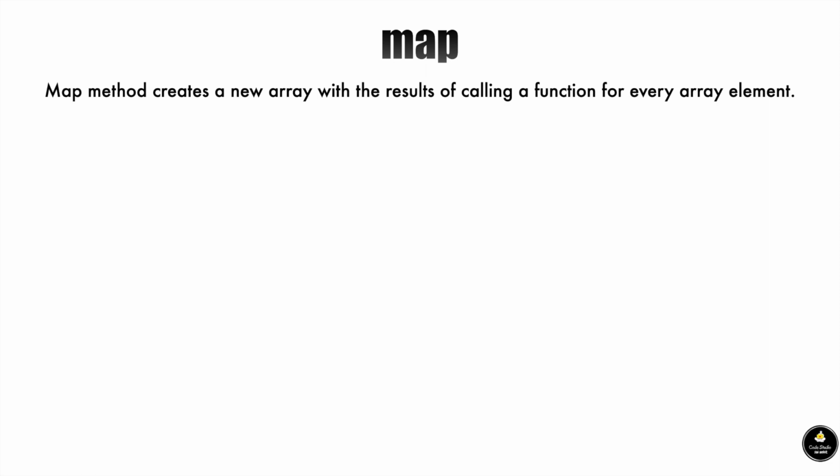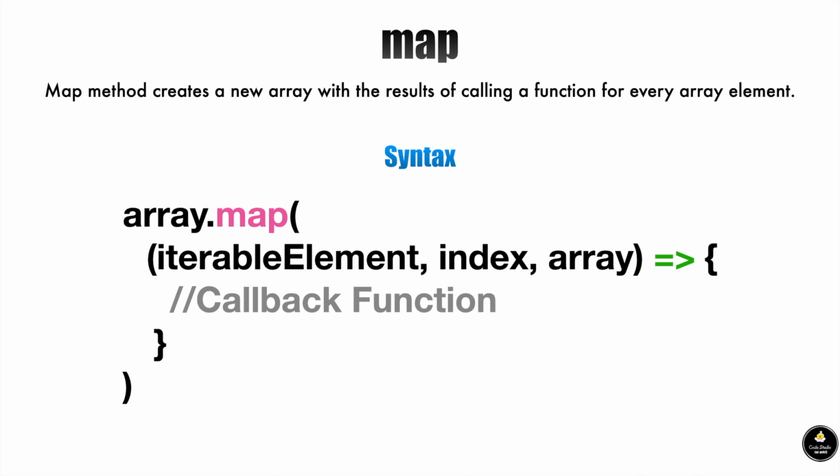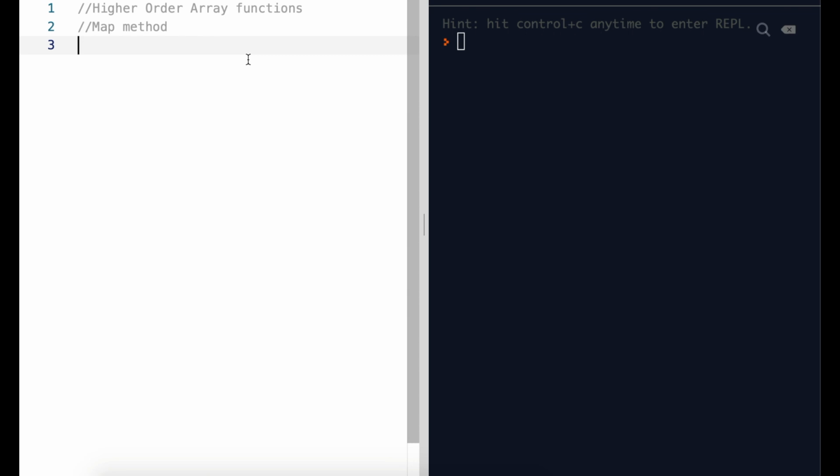The syntax is also similar, having the map function bound to array and a callback function being called with the three parameters: iterable element, index and the array object itself. As we have seen for the forEach method, in the same way, iterable element is a required argument, whereas index and array object are optional parameters. Okay, so let us see whether the map function is running on each and every element or not.